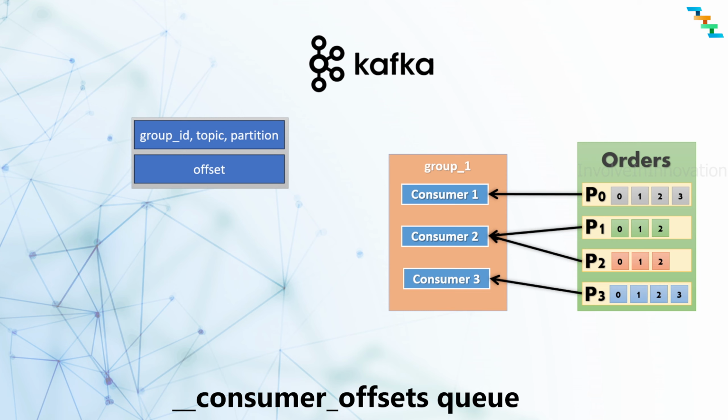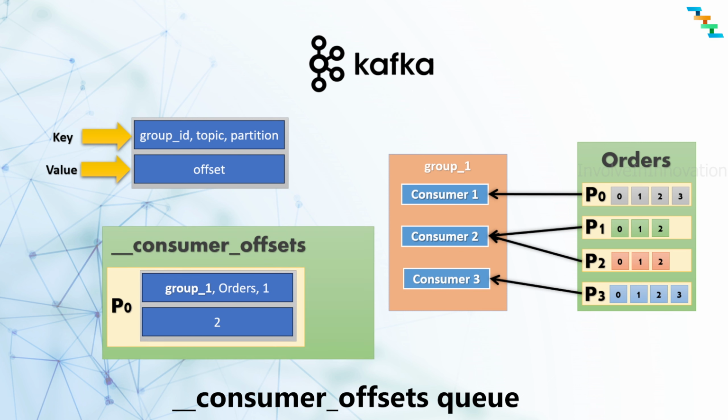Each record stores information about the consumer group, the topic, partition, and the committed offset value. The key contains the group ID, topic name, and partition of the topic, and the value holds the offset. Group ID is a unique identifier of a consumer group, for example group 1. The topic is the name of the topic, for example orders, and partition is the partition within the topic for which the offset is being stored, for example 1. The offset is the committed offset value for each specified partition.